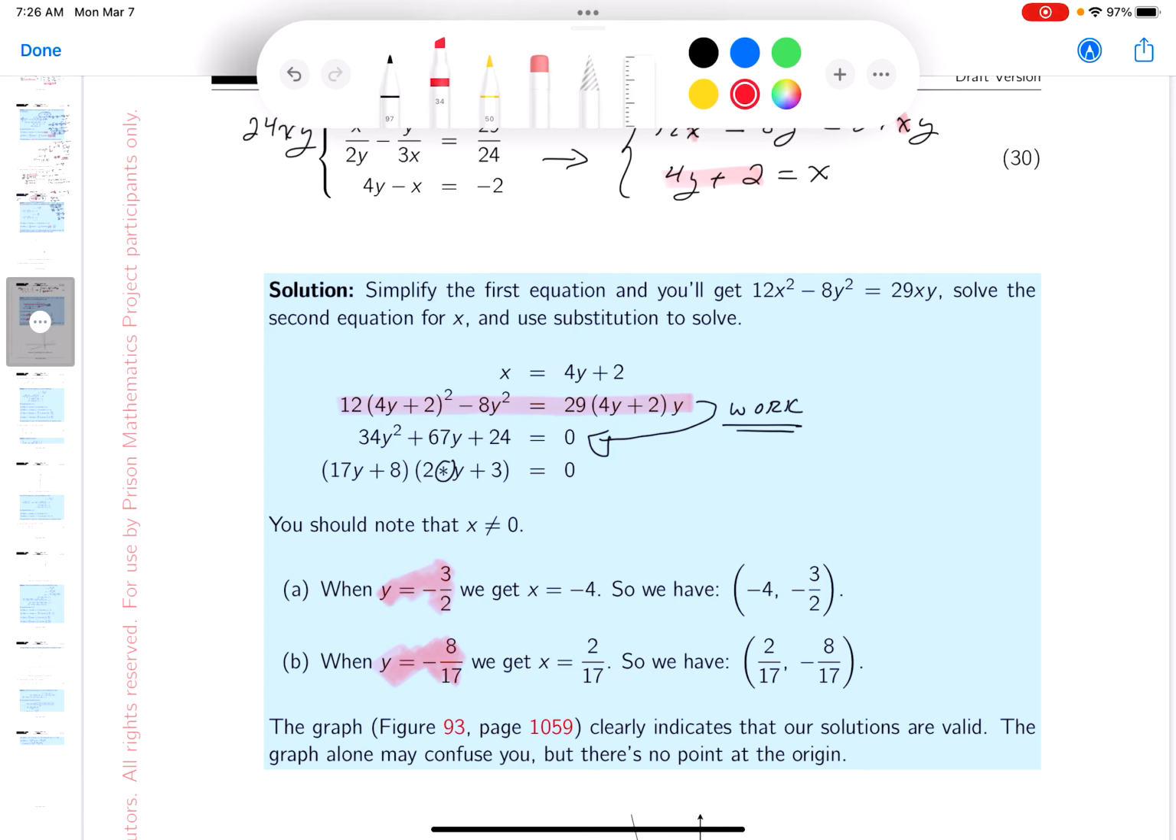Now the question is, how do you get the x? You're going to plug it in. Where do you plug it in? You plug it in up here. All right? That's how you can get the x.